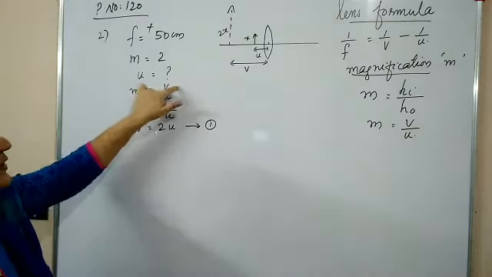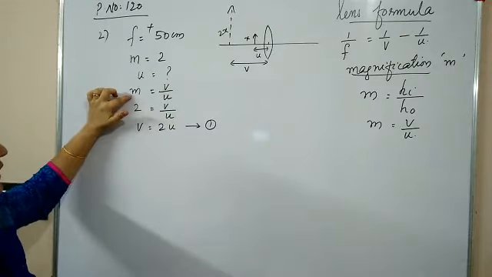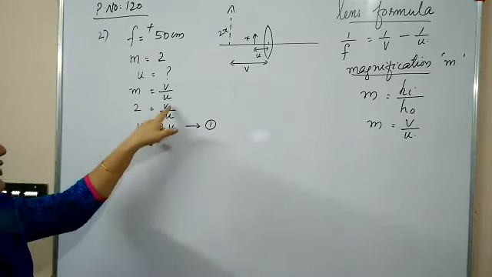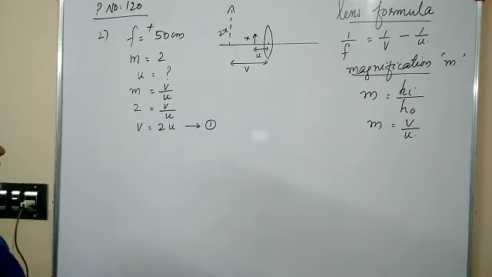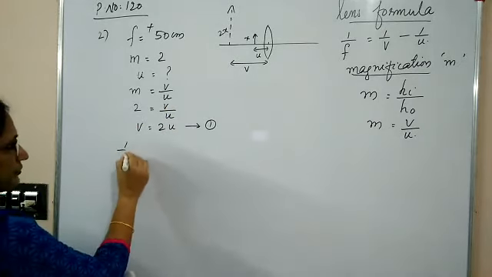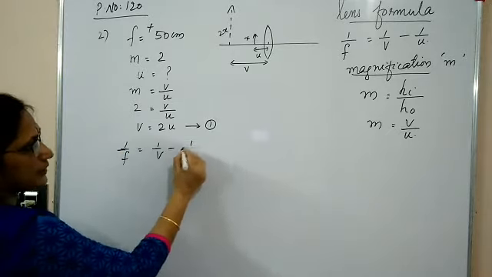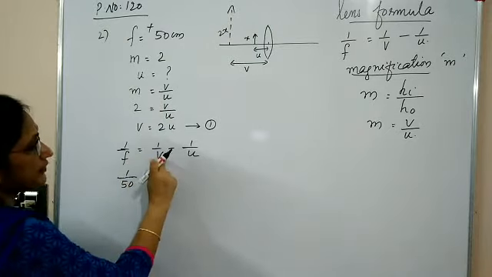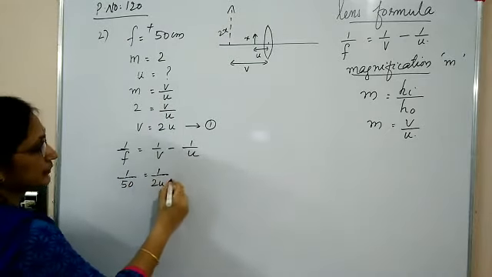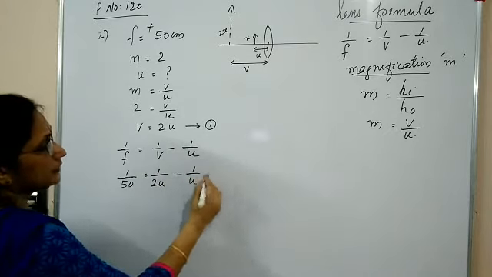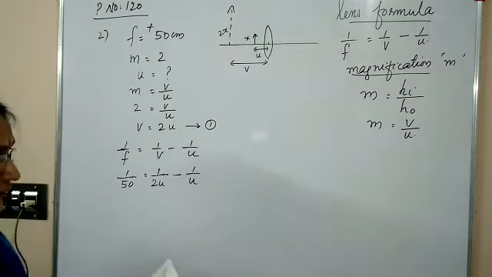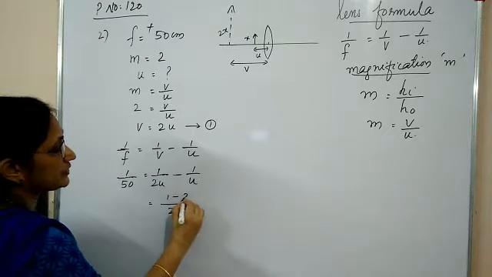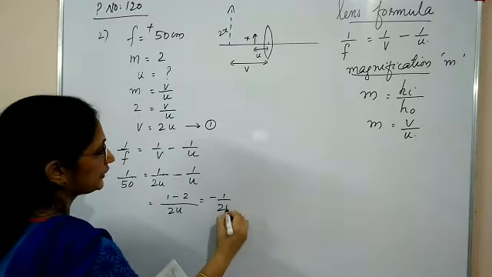Since magnification is v by u, substitute in the formula, m value is 2, v and u are unknown. Then cross multiply, then you will get v is equal to 2u. Then use the formula 1 by f is equal to 1 by v minus 1 by u. 1 by f, 50, is equal to 1 by v. V can be written as 2u, minus 1 by u. For unknown terms, you should never give the sign. Now LCM 2u, 1 minus 2. That means minus 1 by 2u.